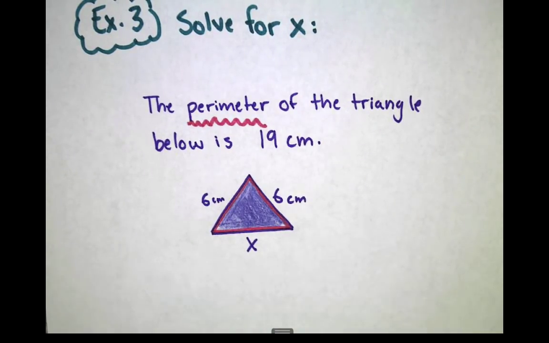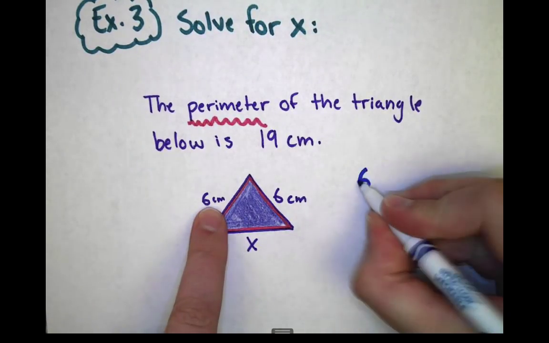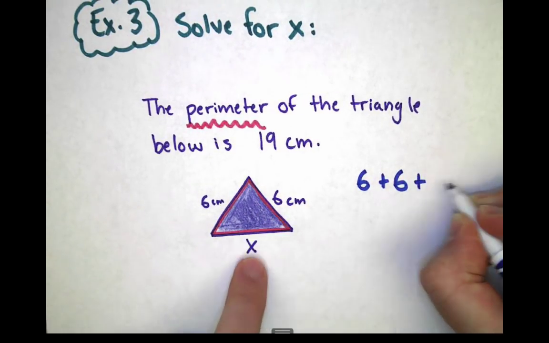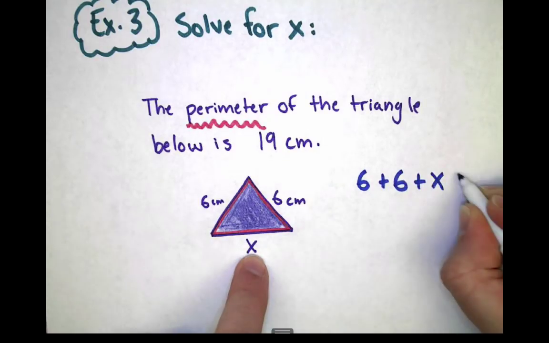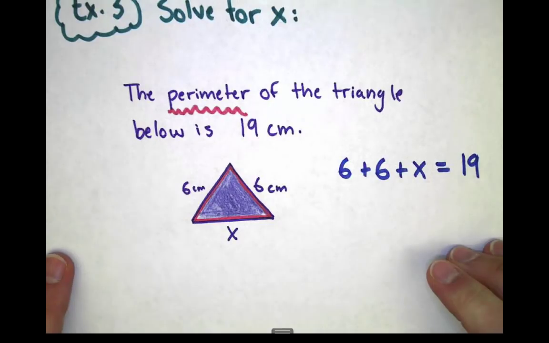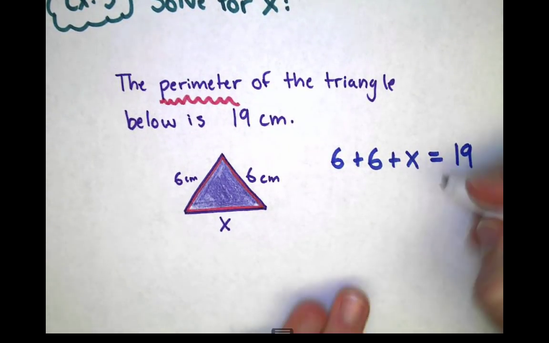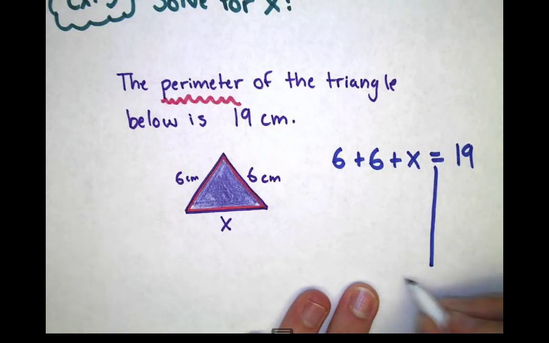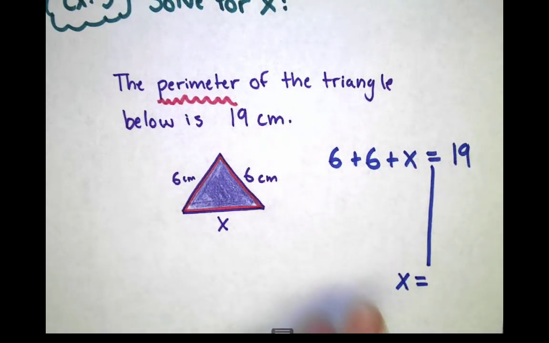Let's set this up with some algebra. What do we know? Well, we know that if we had 6 centimeters here, plus 6 centimeters here, plus x, I don't know what x is, that when you add it all up, it should equal the 19 centimeters for our perimeter. That's what we should have. Well, we have an equation. We can put our line down the equal sign and we can actually solve for x. At the bottom we want it to say x equals and we're going to get our answer.